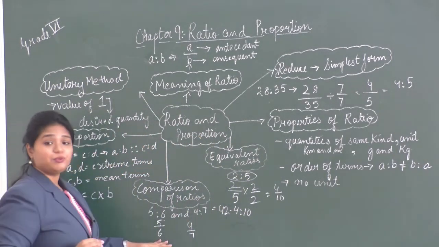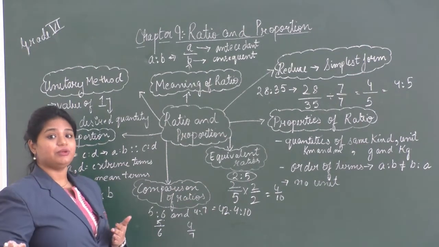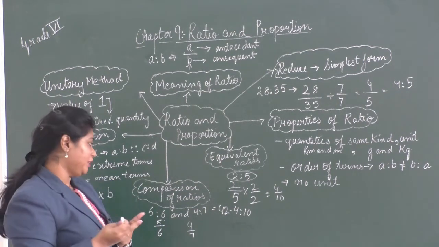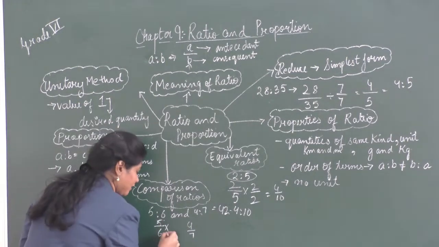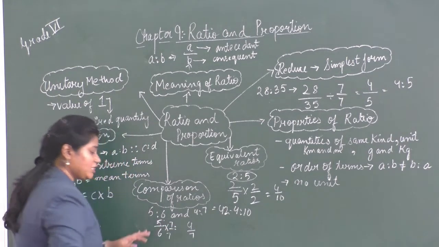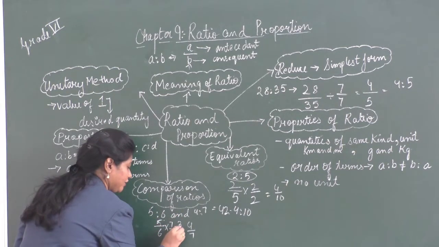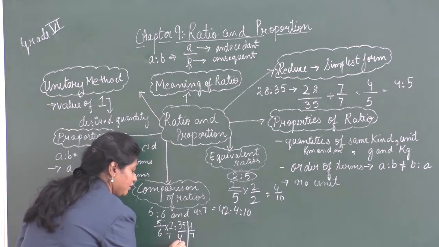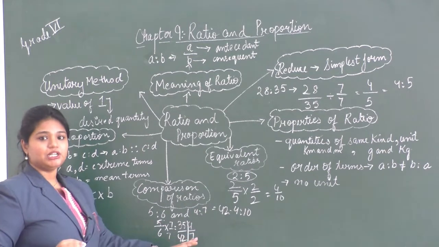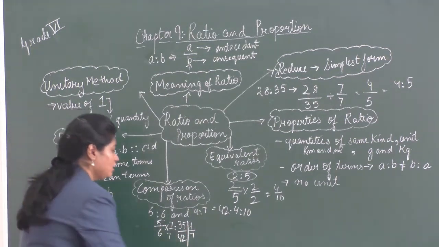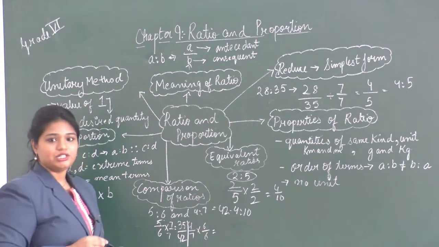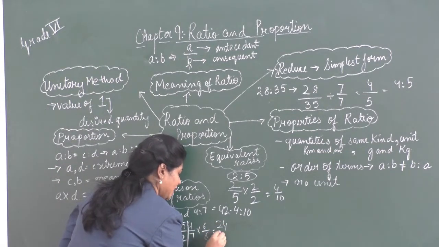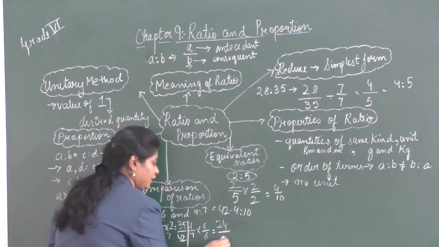So now you will convert your fractions into equivalent fractions with the denominator 42. So 5/6 you will multiply with 7. So this becomes 5 into 7 is 35, and here you have the denominator 42. Similarly you will do 4/7. You will multiply this with 6. So you get 4 into 6 is 24, and then 7 into 6 is 42.